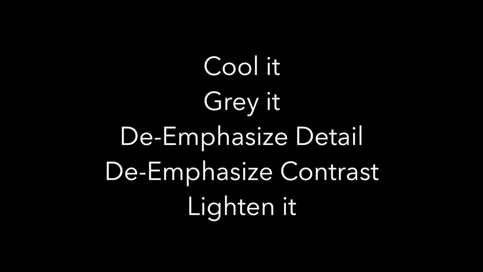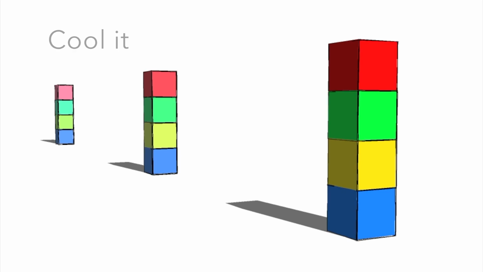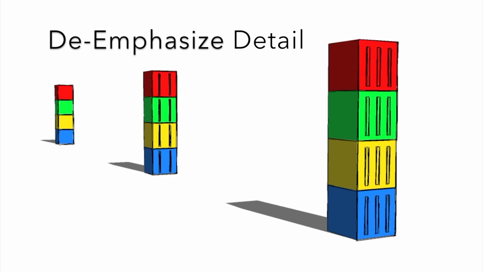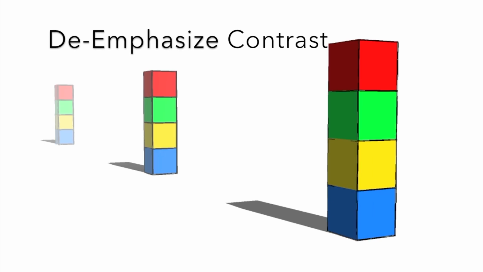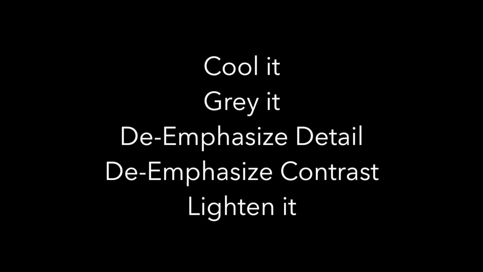Atmospheric perspective in a landscape is essential. Knowing how to promote it will give your painting depth. There are at least five devices for promoting atmospheric perspective: cool it, gray it, de-emphasize detail, de-emphasize contrast, and lighten it. All of these devices can be used by themselves or in any combination.